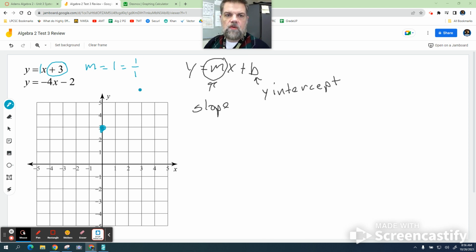So if it's 1 over 1, then what? Well, because it's a positive slope, that means that it's going to go uphill. So from here, I'm going to go up 1 over 1. From that point, I can go up 1 over 1. And so I draw my line through those points. And you can go in the opposite direction.